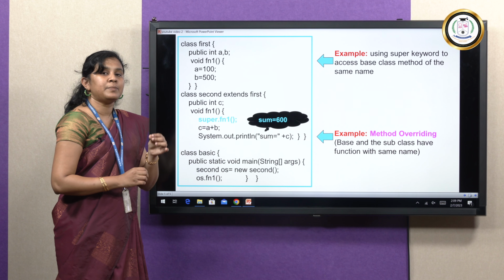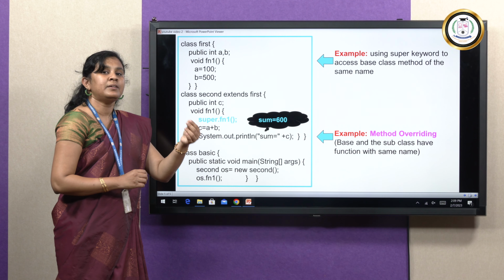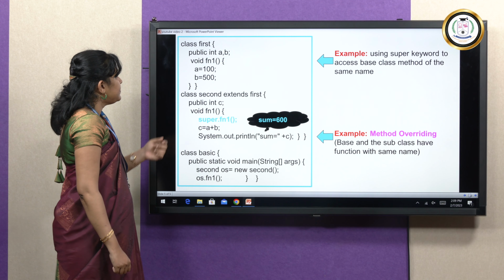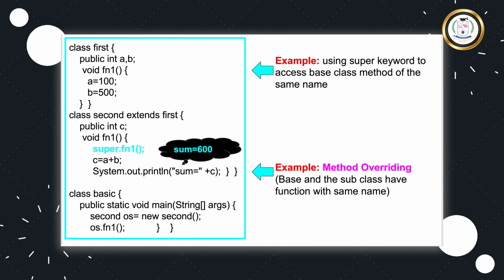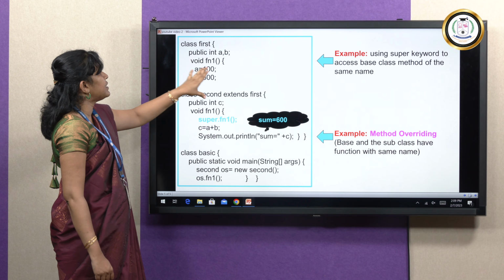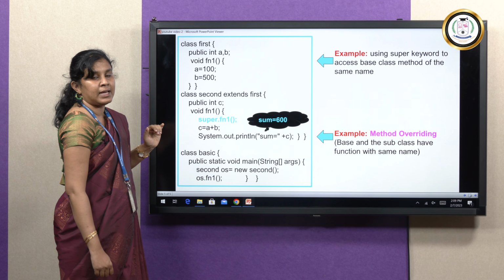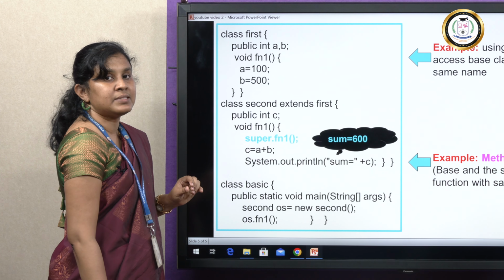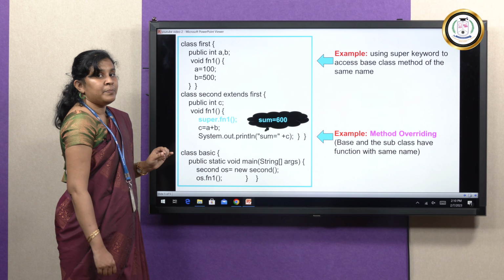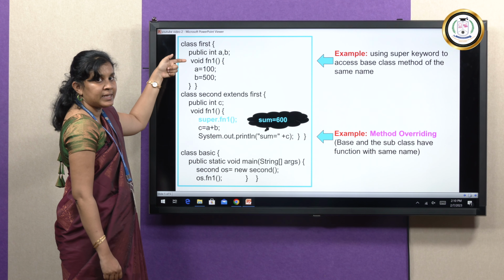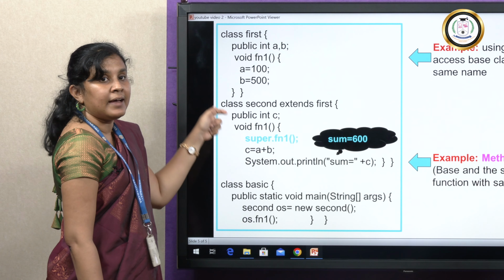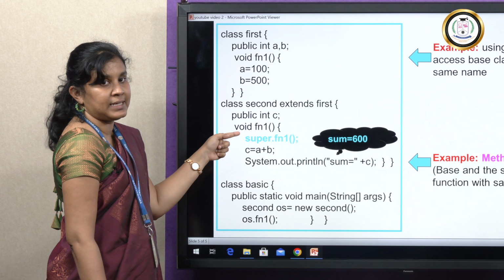So how do we differentiate between calling the method of our base class and the derived class? That is why we are going to use a super keyword here. As I said, we are going to have a base class and a derived class. The base class, I am naming it first, and it has a function fn1 and it is assuming certain values. Similarly, I have the second class, which is my derived class, which extends the property of first. Inside I have one more function. Make a note, the function that is present in your base class and the function in my derived class are the same. I have the same named function in both the places.